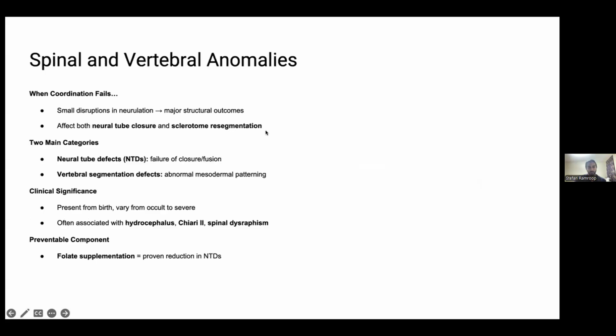So now that we've talked about the normal development of the spinal and vertebral column, what happens when that doesn't go according to plan? Even minor disturbances in neurulation can result in major malformations, with some possibly being visible at birth and others that can remain hidden until adulthood. So broadly, they fall into two categories: neural tube defects, which is when closure fails, and vertebral segmentation defects. They can coexist. So you can have a myelomeningocele with a Chiari II malformation or a scoliosis from vertebral asymmetry.